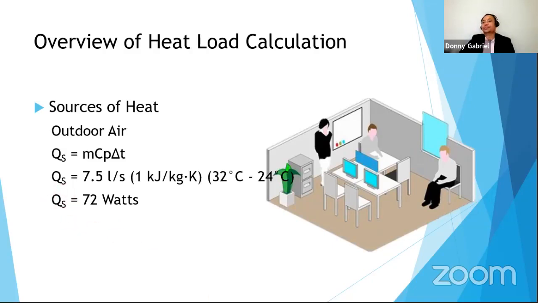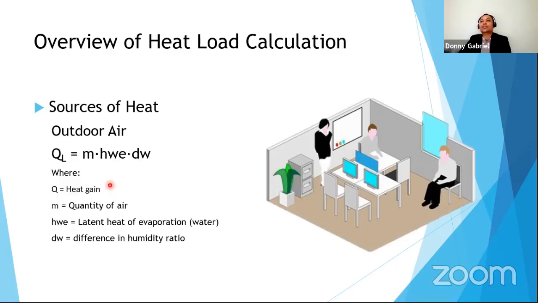We still have latent. So for the outdoor latent heat, this is the formula. The formula is latent heat of evaporation and difference in humidity ratio. So similar to the other formula, where the latent heat load is the airflow rate times the latent heat of evaporation of water times the difference in humidity ratio. Where are we going to get these numbers? We're going to see the difference in humidity ratio.